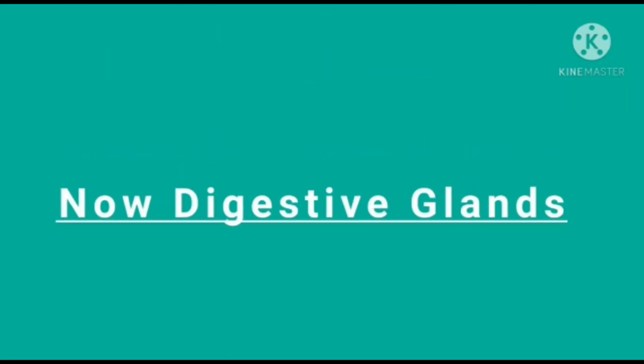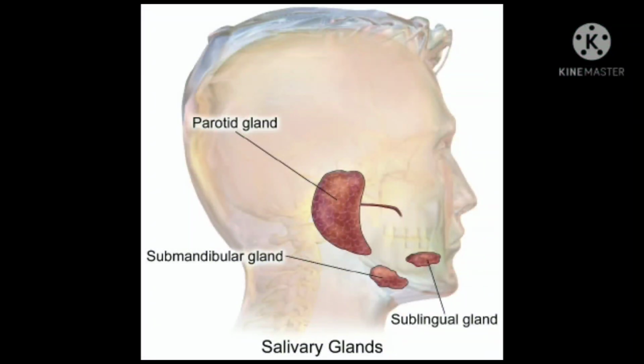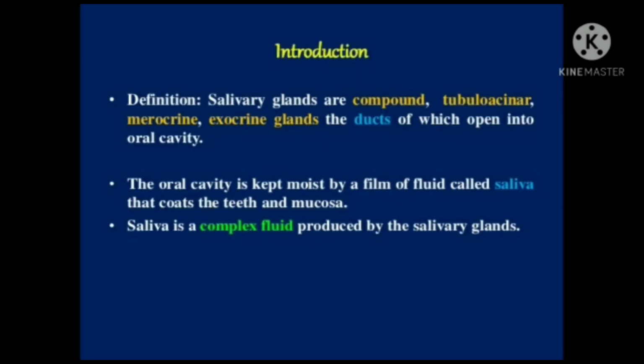Now we will discuss the digestive glands. First, the salivary glands. In humans, there are 3 pairs of salivary glands. These secrete saliva, which contains a digestive enzyme called ptyalin or salivary amylase. Salivary ducts open in the buccal cavity. Saliva is a complex fluid produced by the salivary glands.